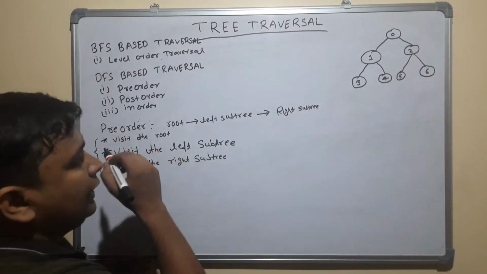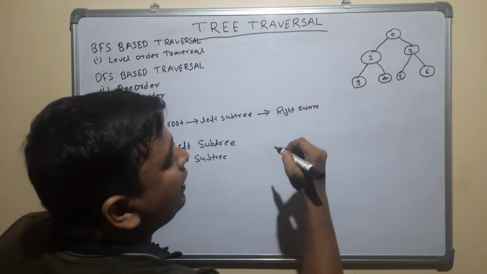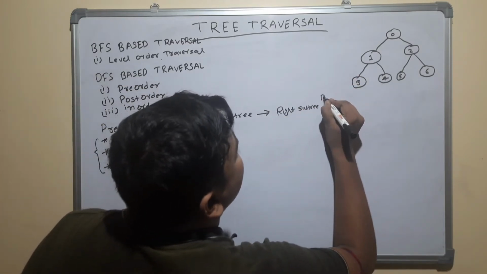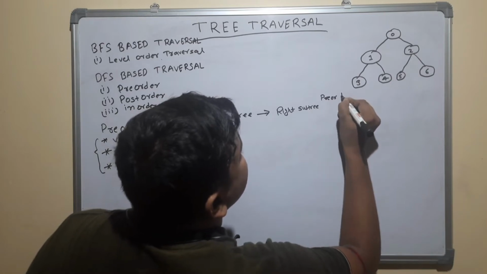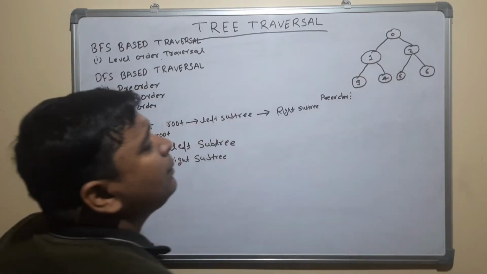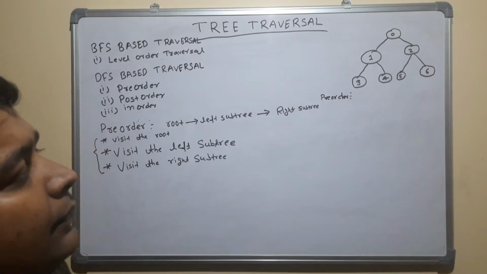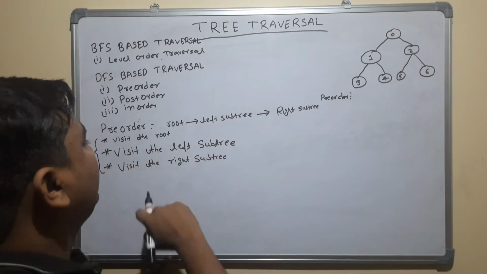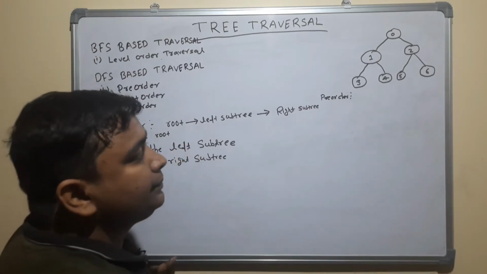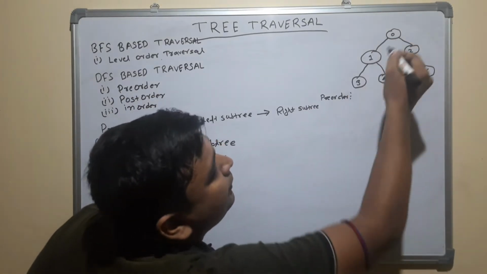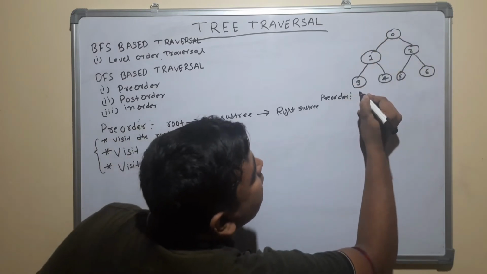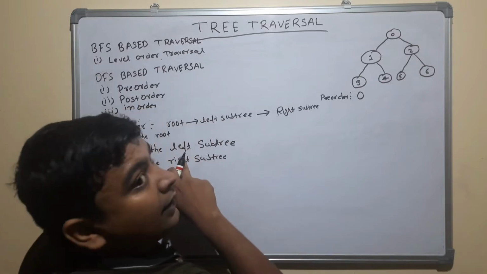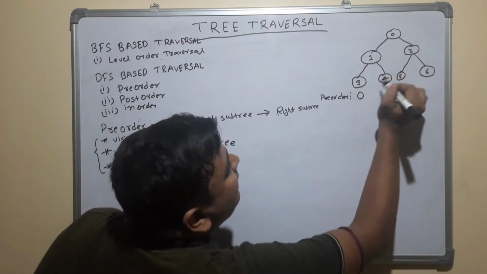Let's see this tree. What would be the preorder traversal of this tree? First, visit the root. What is the data at the root? First it will print 0. Then visit the left subtree. This one is the left subtree.